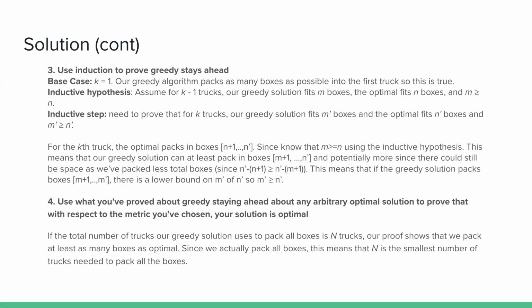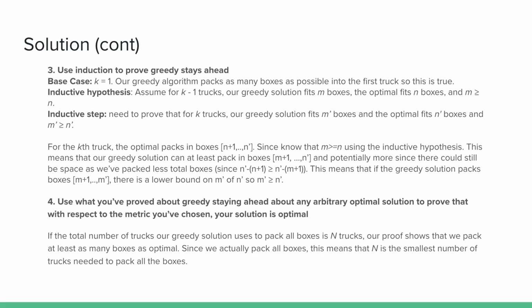And now our inductive hypothesis: we assume that for k minus 1 trucks, the greedy solution holds. Our greedy solution fits m boxes and the optimal solution fits n boxes, and m is greater than or equal to n. So we're using strong induction to prove that for up to k minus 1 trucks, this m greater than or equal to n statement is true. Okay, and now for the inductive step, we need to prove that if that is true for k minus 1 trucks, it implies that it's true for k trucks. So our greedy solution fits m prime boxes, and our optimal solution fits n prime boxes. We want to prove that m prime is greater than or equal to n prime.